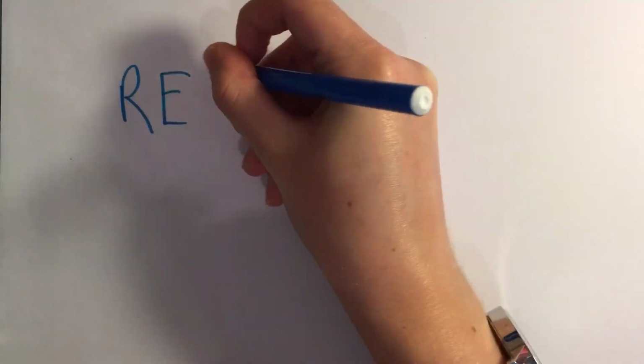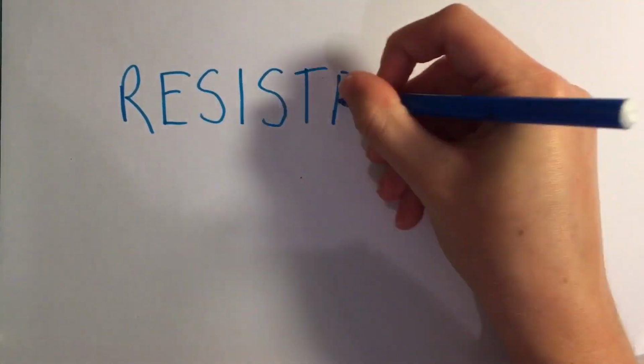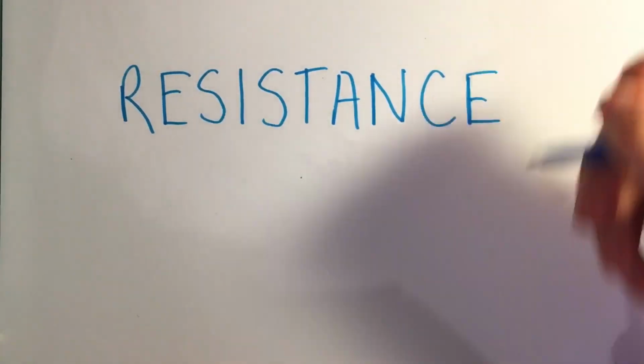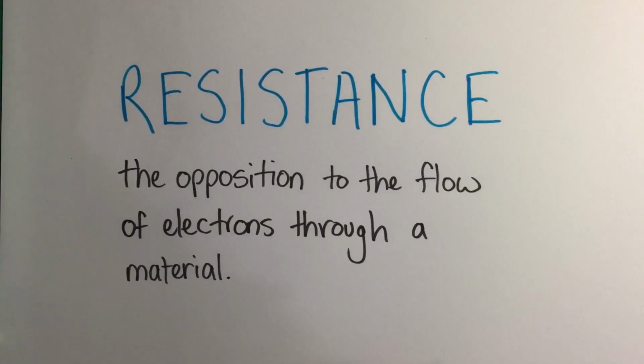Hi everyone! In this video I will be explaining electrical resistance. Resistance is defined as the opposition to the flow of electrons through a material.